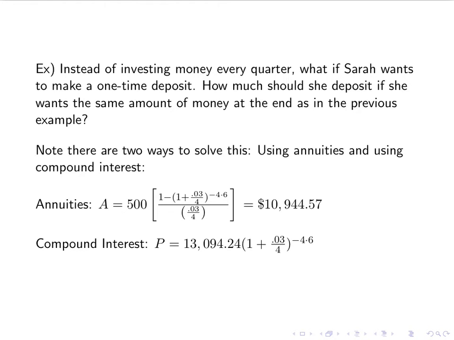Another way to do it is compound interest. I want to find how much she should deposit. That would be the P from the compound interest formula. This is the S from the previous equation. She wants to have that same amount at the end.